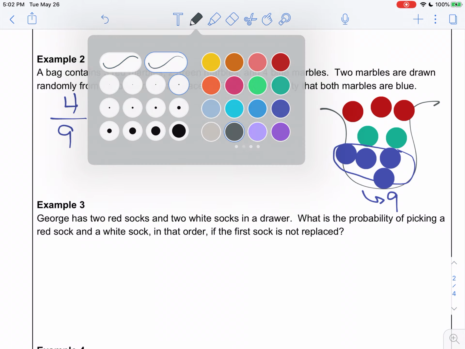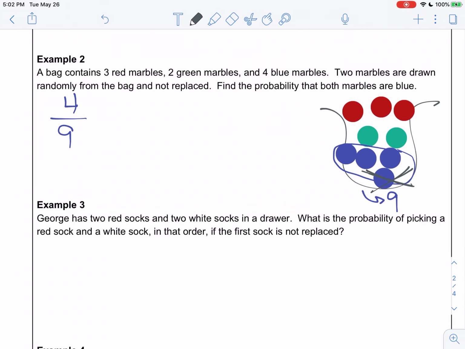So now one of those is gone. No longer considered. So now the bag of marbles only has 8 in it. But since I've already picked out 1 blue marble, that leaves 3 left. All right, and so I'll multiply my numerators and denominators. 4 times 3 gives me 12. 9 times 8 gives me 72. Both the top and bottom are divisible by 12, so that simplifies to 1/6.